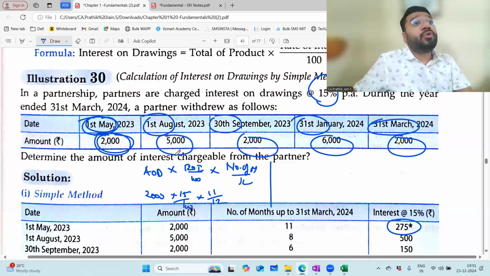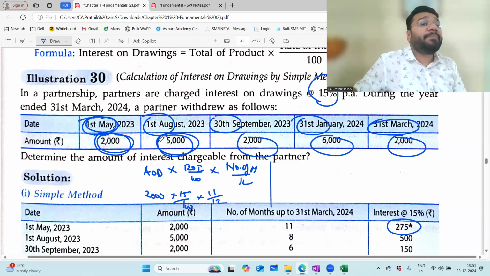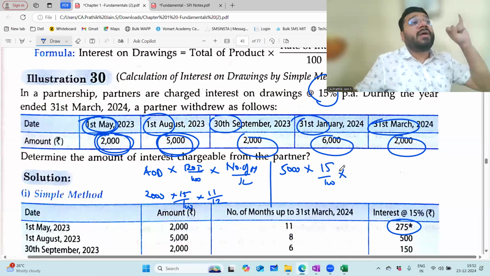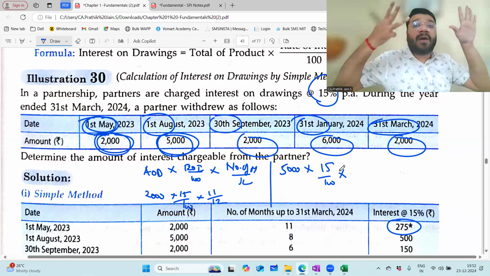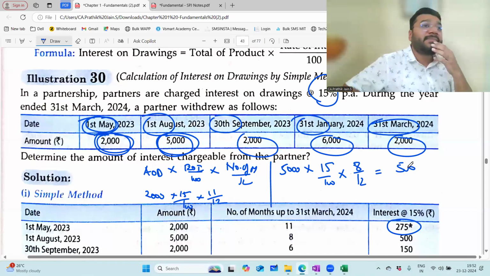Likewise, you have to do the repeated calculation for each and every subsequent drawing. So let's take another example. The same person has returned 5,000 rupees on 1st August. So what is the amount of drawing? 5,000. Rate of interest by 100 is 15 by 100. How many months did he enjoy this money? August, September, October, November, December, January, February, March. So into 8 by 12. You'll get 500.